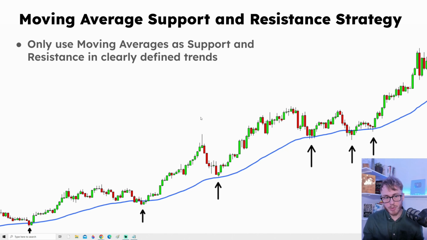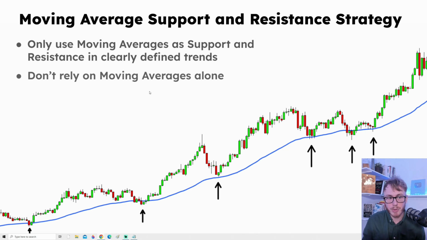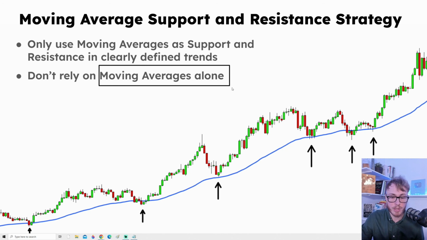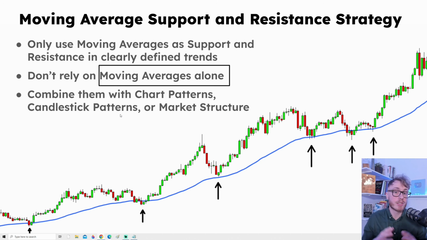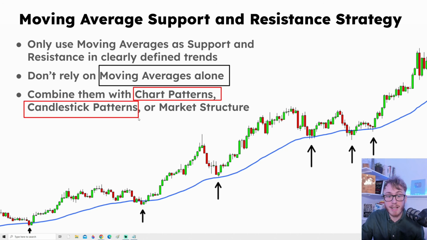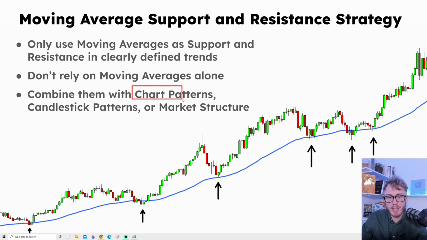But okay, so the first rule is to only use them in clearly defined trends. The second rule here is that we don't want to rely on moving averages alone. Or in other words, to improve our win rate when we use moving averages together with support and resistance, we want to combine them with other technical variables. For example, chart patterns or candlestick patterns, and as I already mentioned, you can also combine it with market structure principles. And in this particular example, the chart patterns combination was a very good tool.